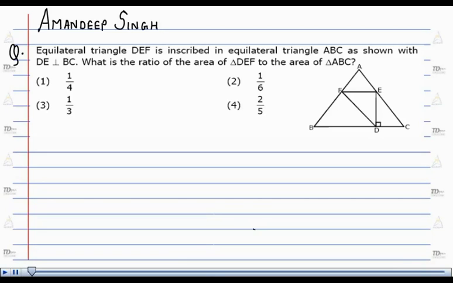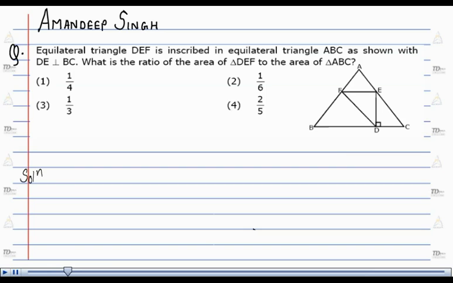The question is, equilateral triangle DEF is inscribed in equilateral triangle ABC as shown with DE is perpendicular to BC. What is the ratio of area of triangle DEF to the area of triangle ABC?